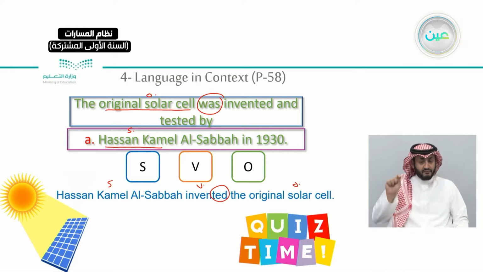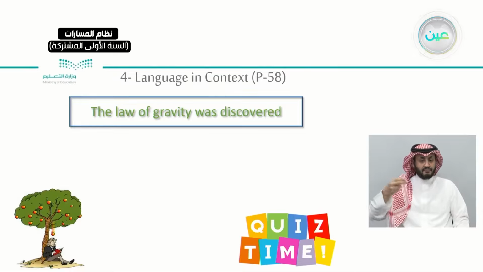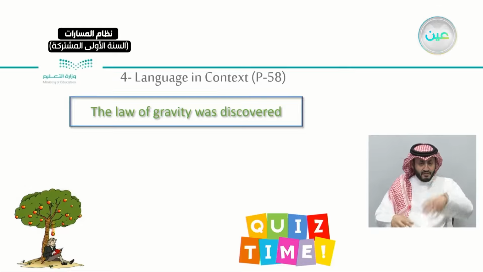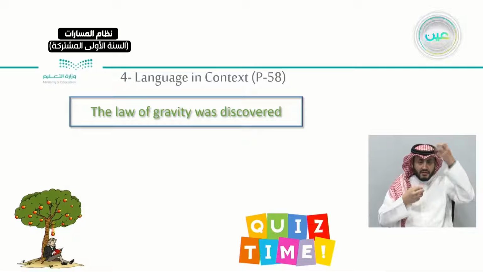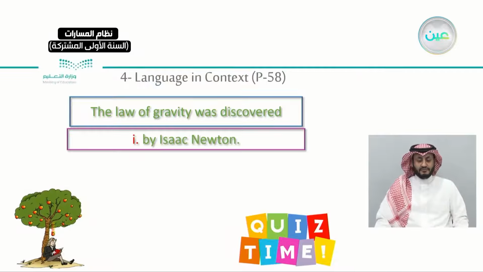He did what? One more. The law of gravity was discovered by whom? Who discovered the law of gravity? He was under the tree, then an apple fell on his head. So it was by Isaac Newton. So he is the one who did the action to the law of gravity.